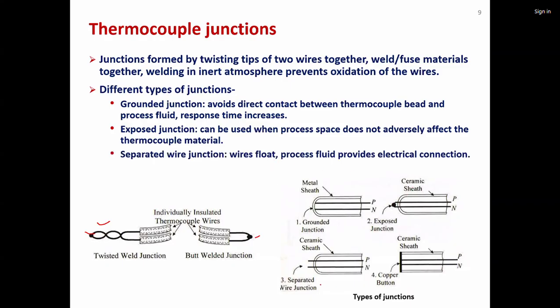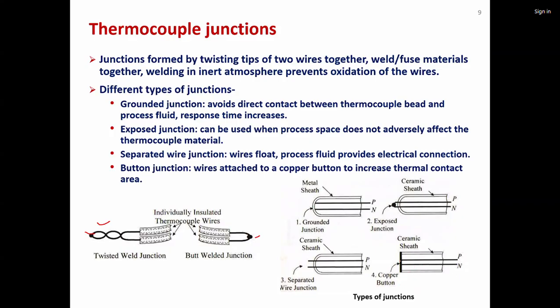Then you have a separated wire junction. This is again the ceramic sheath used for structural rigidity, and the P and N type wires here are not physically in contact, neither by forming a bead nor through a metal sheath. They are just hanging in the fluid. So here, in order to maintain electrical contact, it is essential that the process fluid itself be conductive in nature. So these P and N type materials actually make thermal contact through the fluid itself.